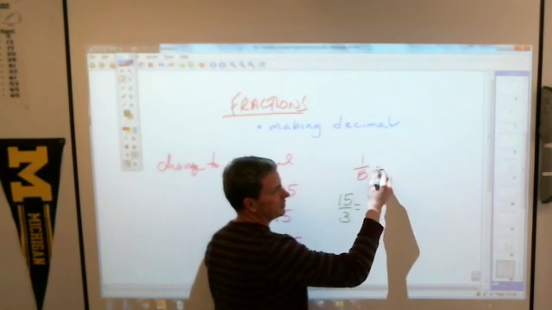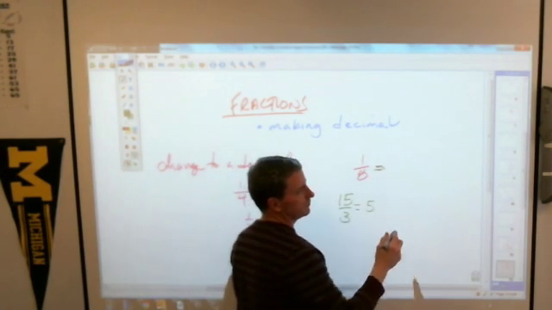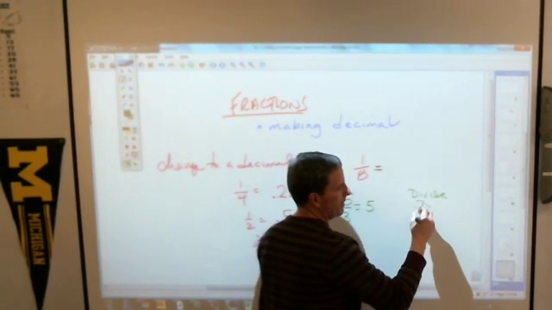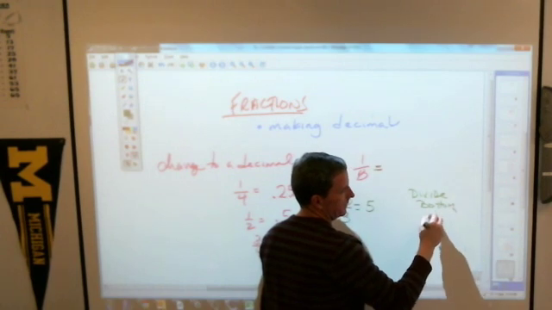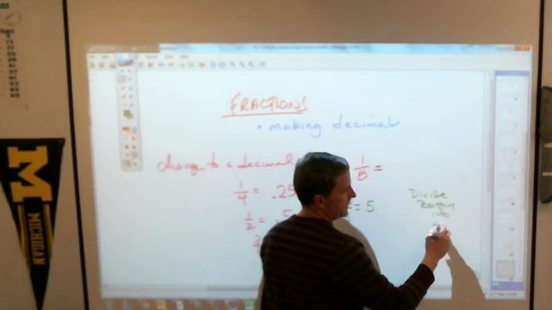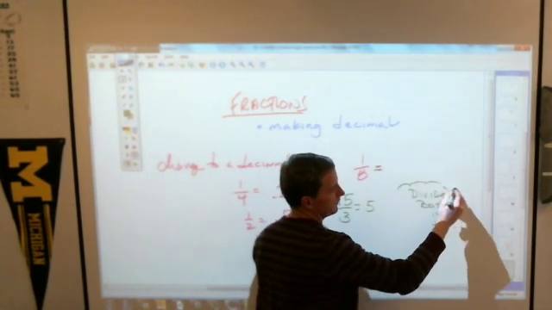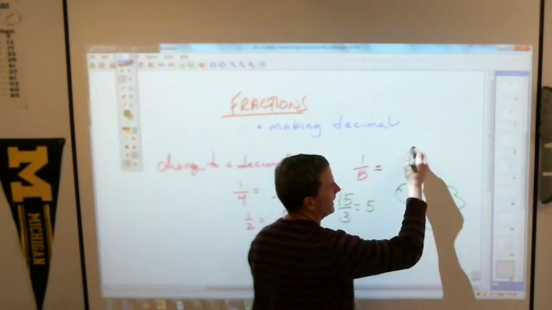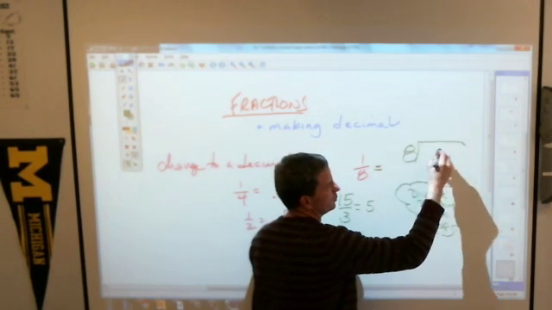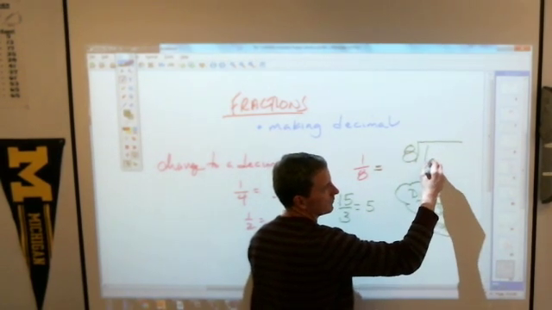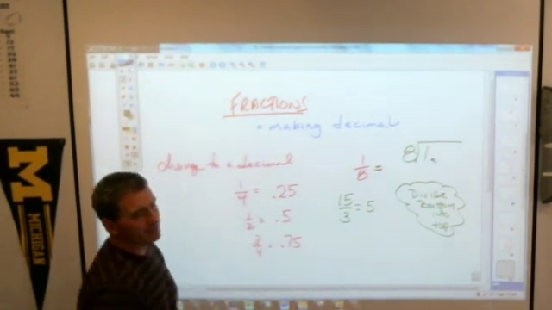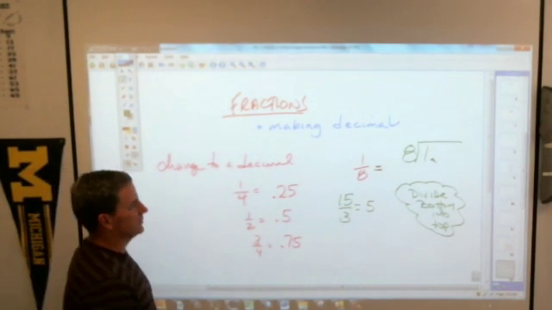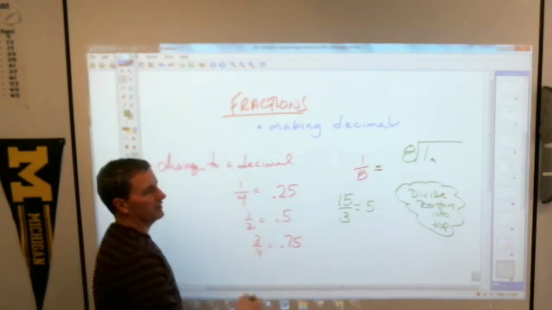If you are changing 1/8 to a decimal, you divide the bottom into the top. You divide the bottom into the top, which means 8 into 1. Seems a little odd, but that's why you get a decimal, because you get a smaller number than 1. Just like if I took 4 into 1.